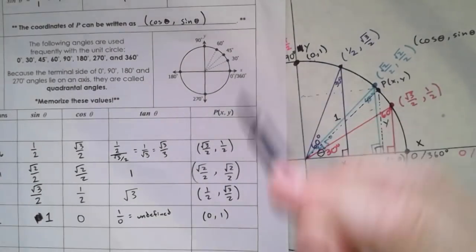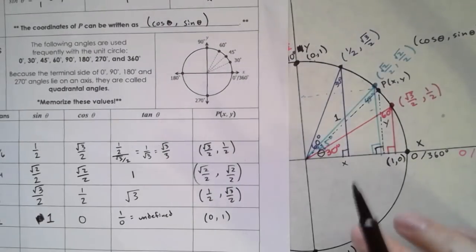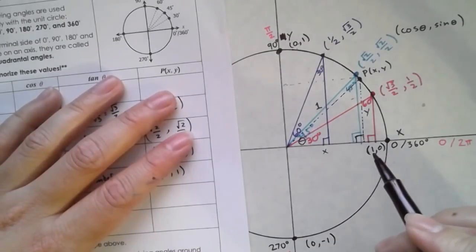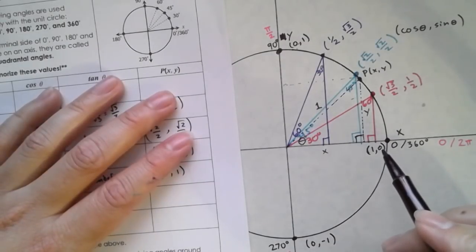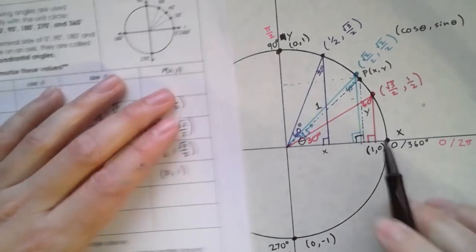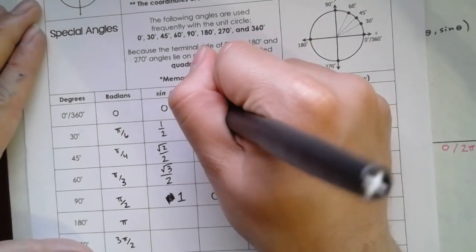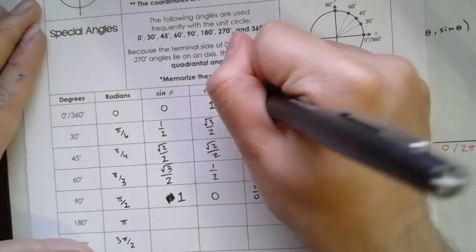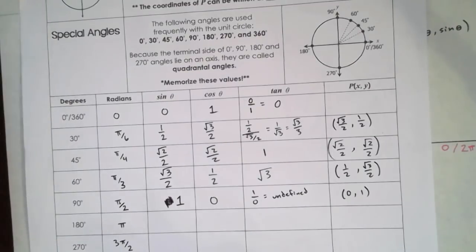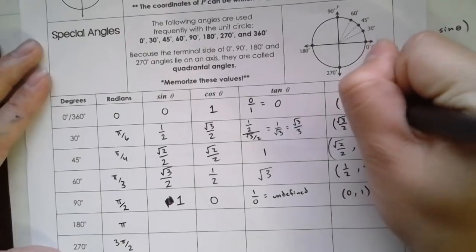Similarly, we can find the 0 degree or the 360 degree, right? Because it's the same. These are coterminal angles. So right here, cosine of 0 is 1. Sine of 0 is 0. Tangent theta would be 0 over 1, and then that would just be 0. So the tangent of 0 degrees is 0. And then my point here would be 1 comma 0.